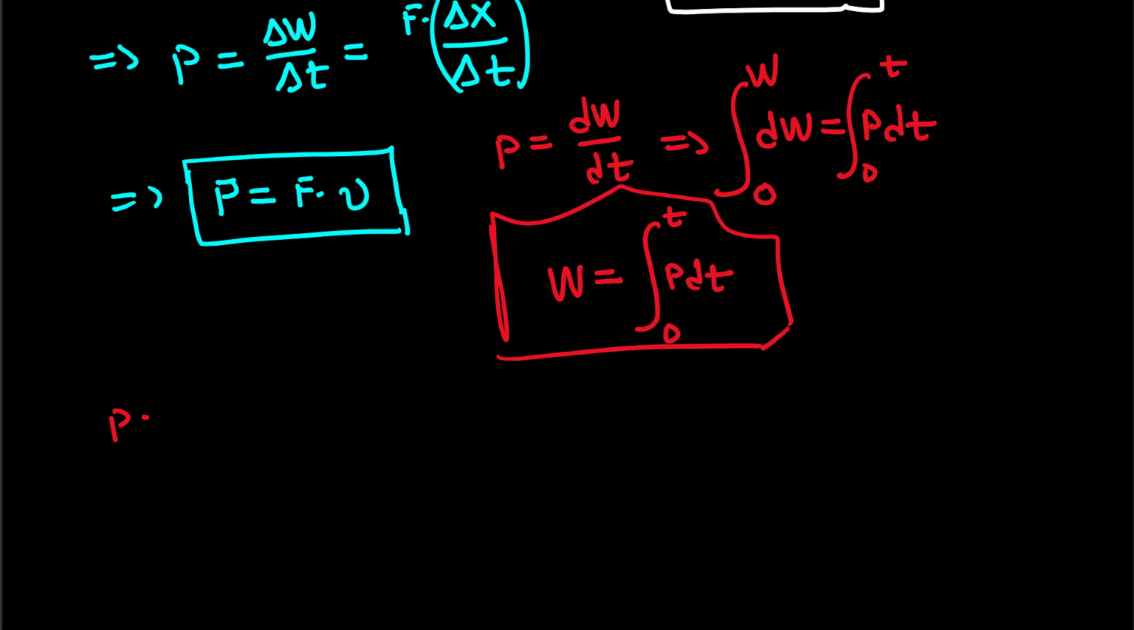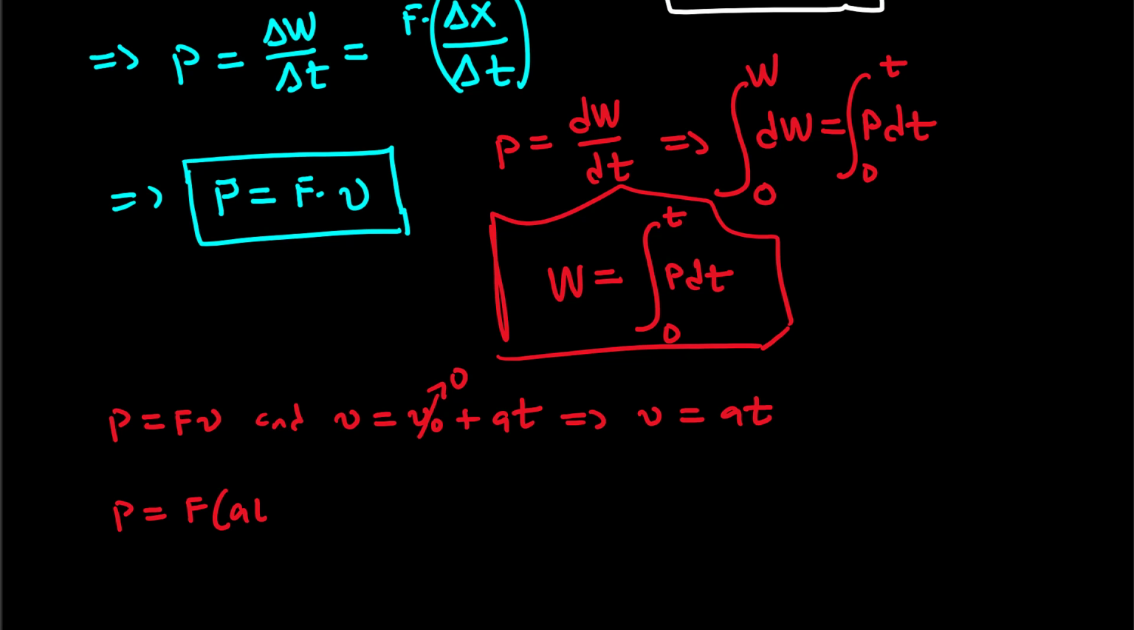We know that P is equal to FV, and V is equal to V naught plus AT. Assuming that the object starts from rest at the origin, this would mean that V is equal to A times t. Hence, P will be equal to F multiplied by AT. But what is A? The acceleration A, from the fact that F is equal to ma, implies that A is equal to F divided by m. So this will be equal to F multiplied by F divided by m multiplied by t.